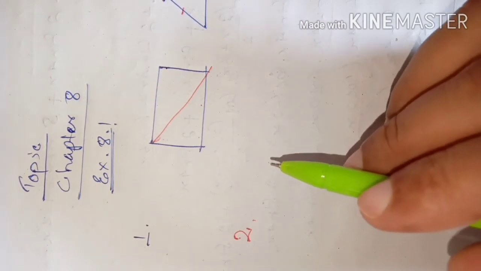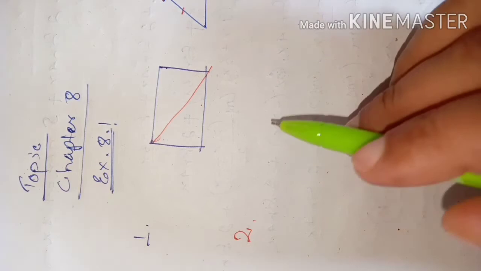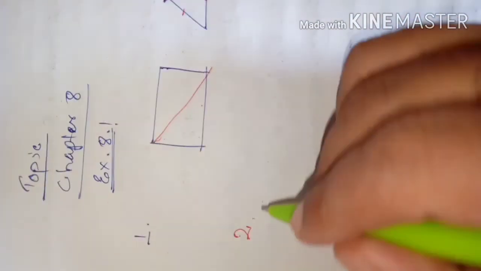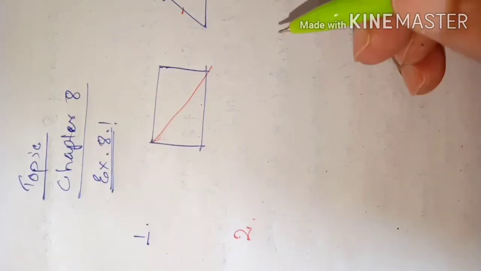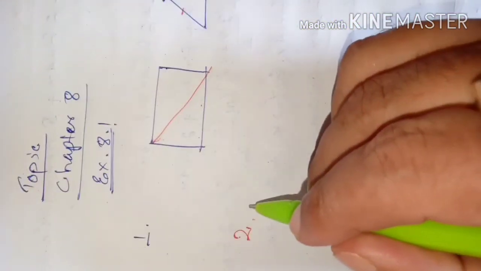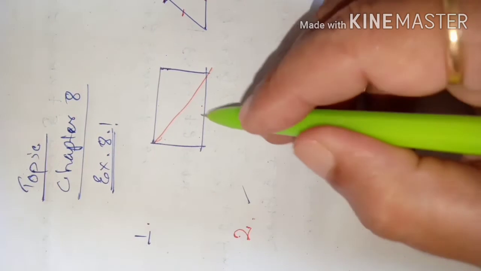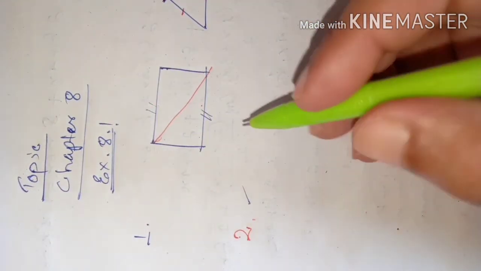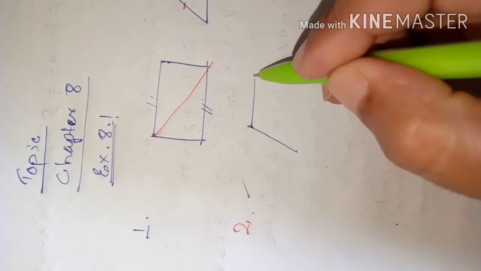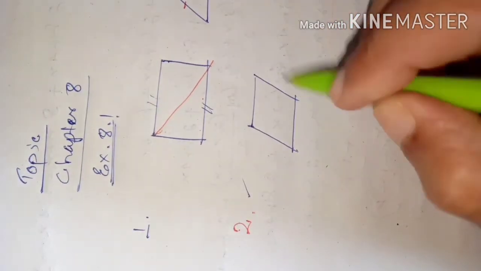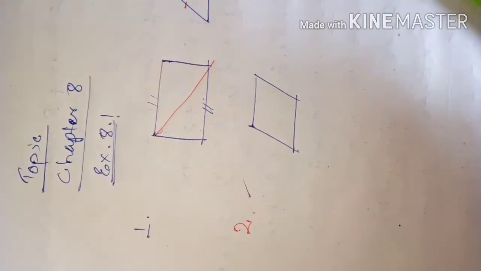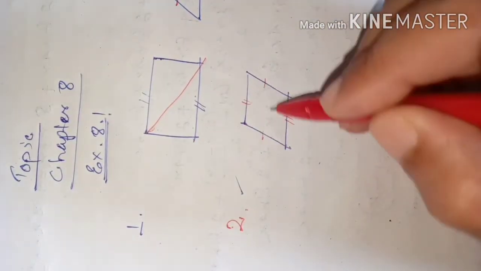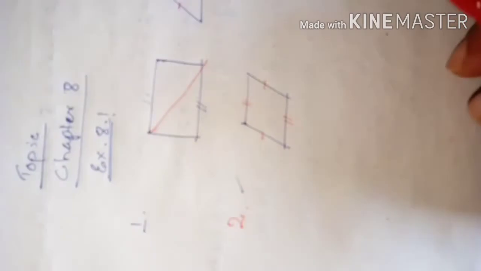Suppose, in a parallelogram opposite sides are equal, and the word opposite is missing, then you must know the second theorem: in a parallelogram opposite sides are equal. Another theorem you have learned: if in a quadrilateral each pair of opposite sides are equal, then it is a parallelogram. That is the converse of the previous theorem.